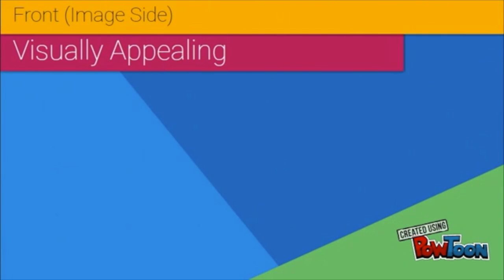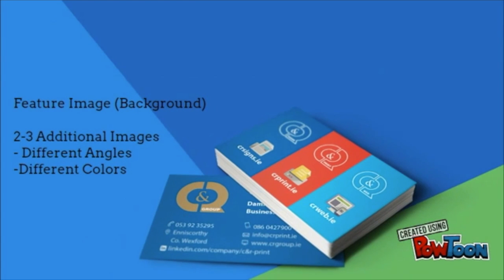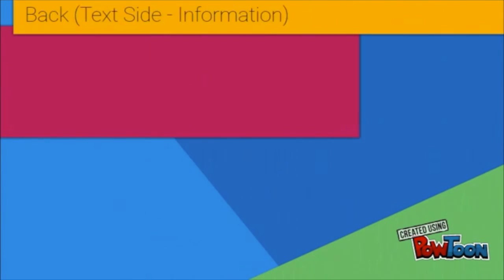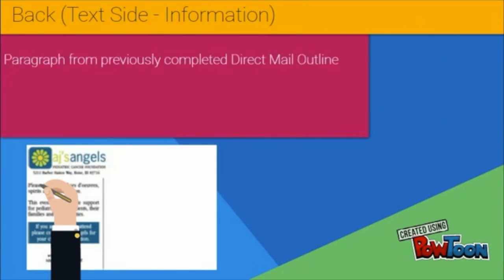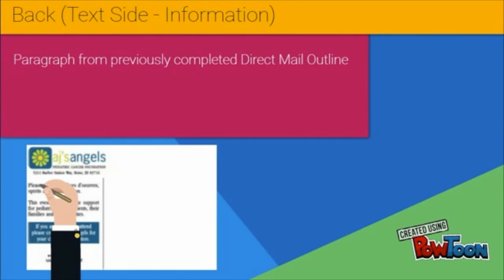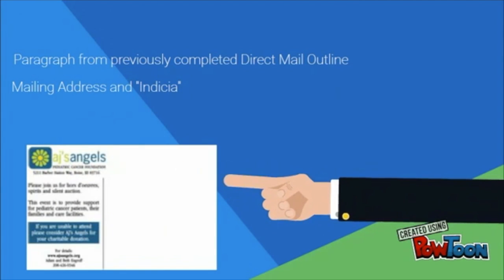When creating the front side, it is important to remember to use visually appealing images for the product or service. We're going to have a feature image in the background and 2 or 3 additional images showing different angles or colors of the product or different people using our service. The back of our postcard is going to contain text and information that we developed in our direct mail outline, as well as the mailing information, including the indicia.